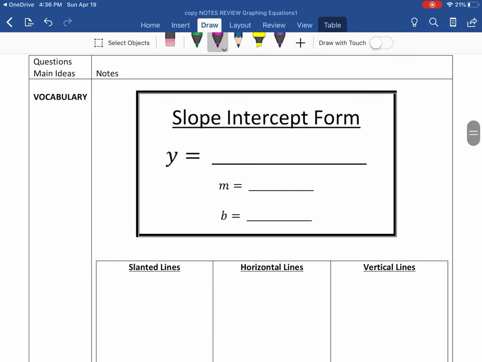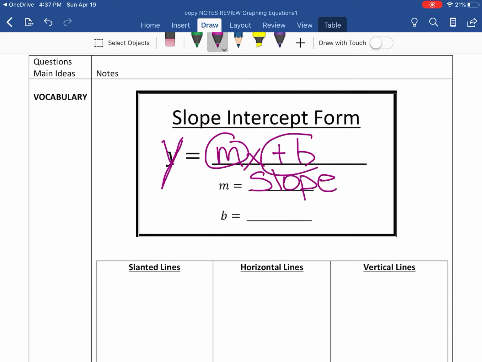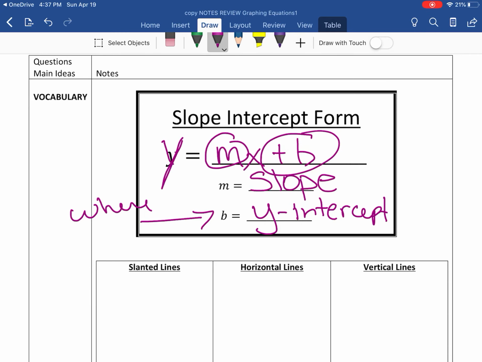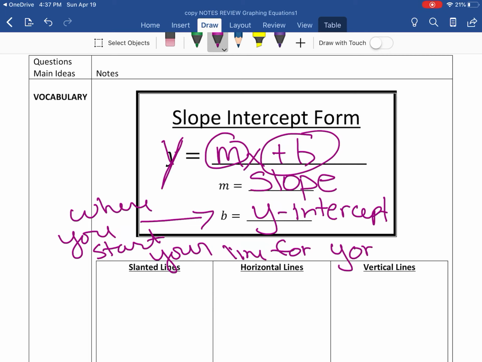Sliding down in the notes, slope-intercept form, that's what we were just saying, y equals mx plus b. And now if you can think back and remember, our m always stands for our slope. The b is always your y-intercept. And this right here, the y-intercept, whatever number that is, always, always where you start your line for your graph.